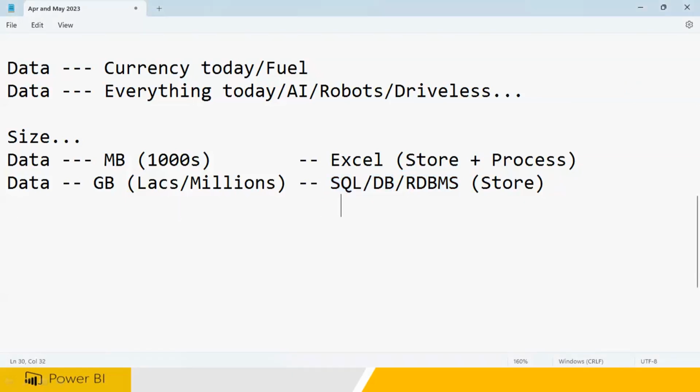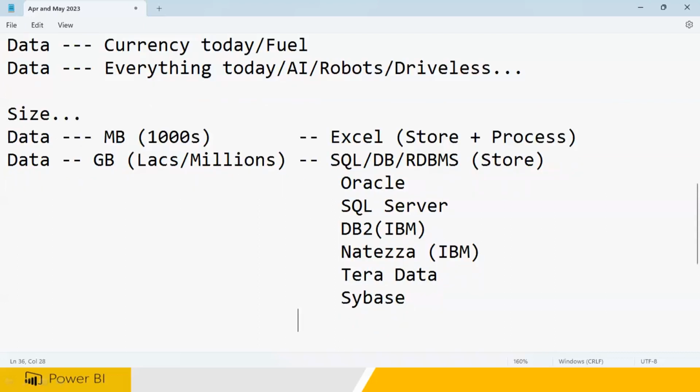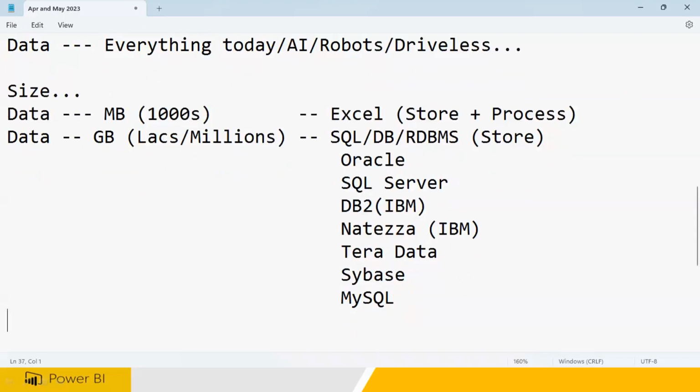So what are the popular software companies? Oracle is SQL software, meaning it can store the data. Microsoft SQL Server is also SQL software. DB2 from IBM company is also SQL software. Clear? So a lot of companies are available. Netezza is also IBM's software, SQL software or RDBMS software. Like that, we have a lot of companies. Teradata, and we have Sybase. And we have MySQL. This one is free. You can download and use it, and you have PostgreSQL. A lot of companies are there in this world.